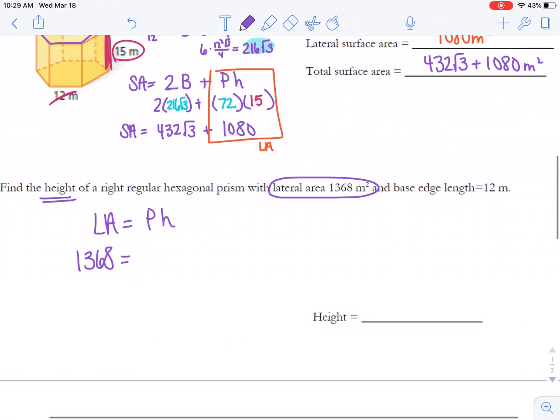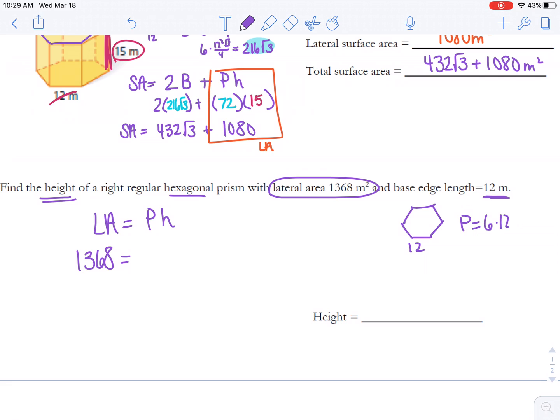Then they tell us that the base edge length of this regular hexagonal prism is 12. So if we have a regular hexagon where each of the base edges is 12, the perimeter, there are 6 of those, is going to be 72. So the perimeter is 72, and they want us to solve for the height. Once we plug in everything that we know, all we have to do is divide both sides by 72, and we get that the height of this regular hexagonal prism is 19.